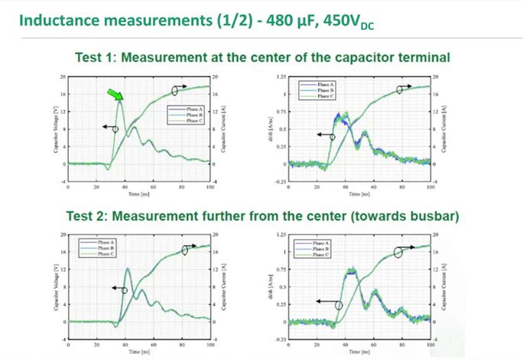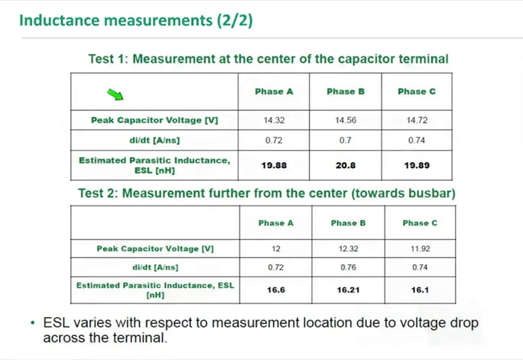We have done it where you're fixing your cap link onto the IGBT, so really in the center of the terminal, what we call test 1. And on test 2, we have measured closer towards the busbar. So we are measuring there closer to the capacitors. On the next slide, you will see our testing result. We have measured here a peak voltage of, let's say, in the range of 14 to 15 volts.